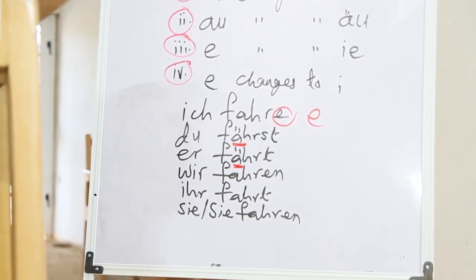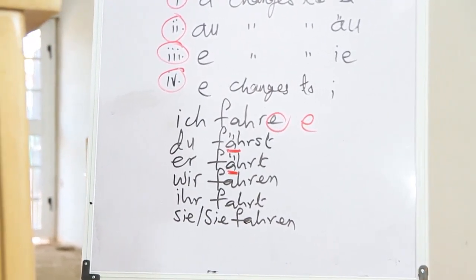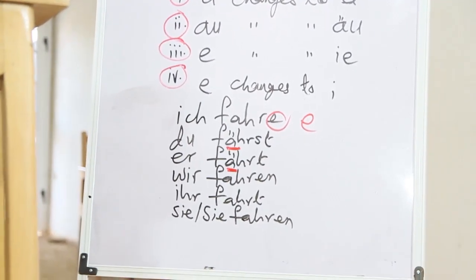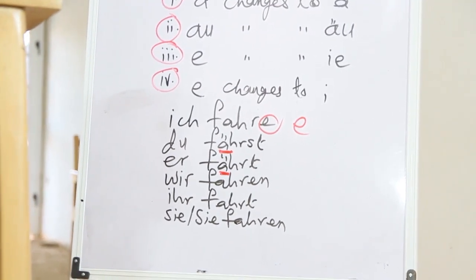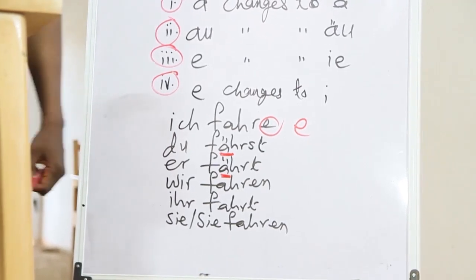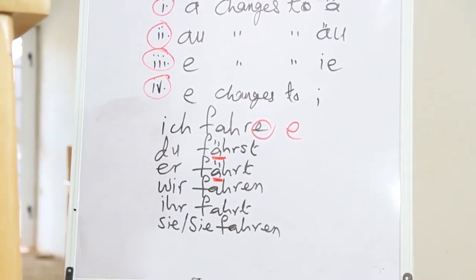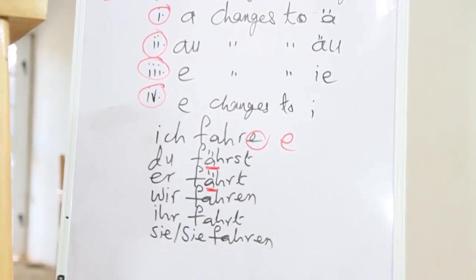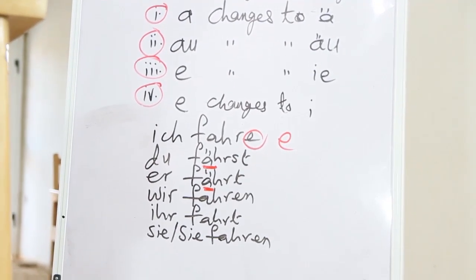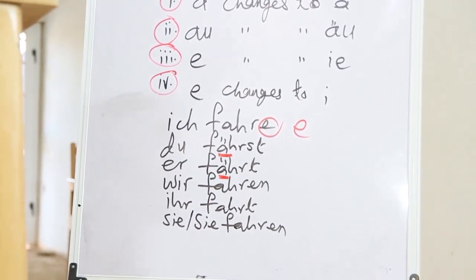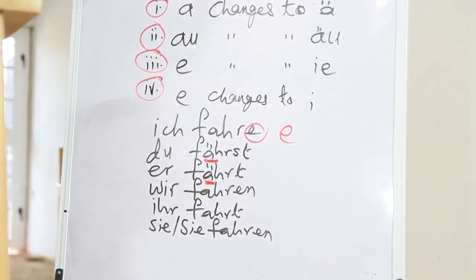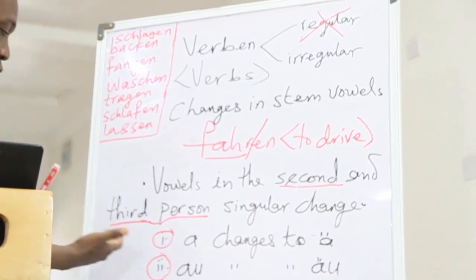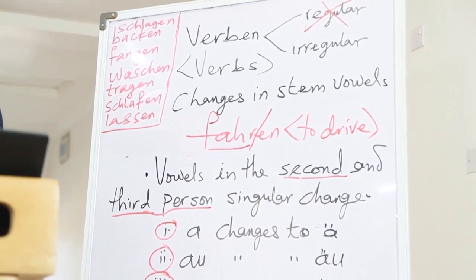Ich fahre, du fährst, er fährt, wir fahren, ihr fahrt, sie fahren. Okay? So, what is important in this is that this verb is an irregular verb, and just as we have said here, it has its own peculiarity.